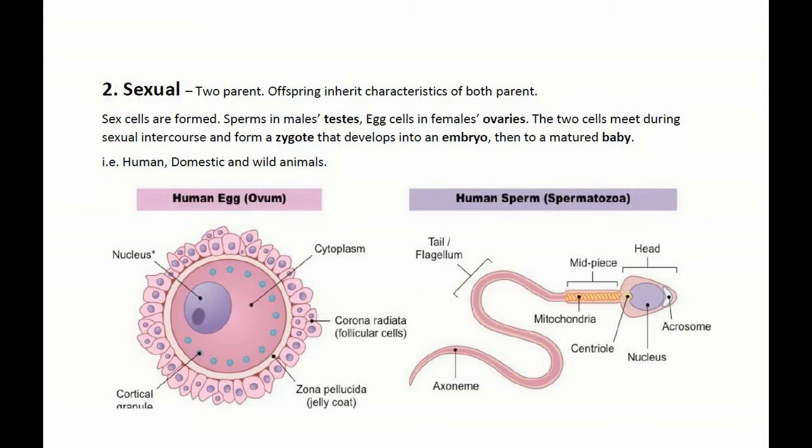So we have a diagram here, the egg or an ovum, and a diagram of a sperm or spermatozoa. So the egg has a nucleus. The sperm also has a nucleus. This is where we find the DNA, and this is where we find these characteristics inheritiwa.